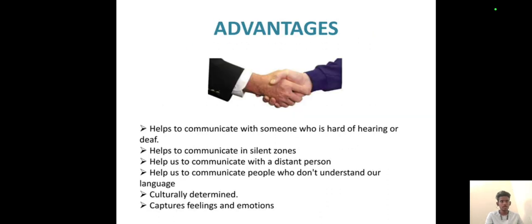And we see the advantages of non-verbal communication. It helps to communicate with someone who is hard of hearing or deaf. It helps to communicate in silent zones. It helps us communicate with a distant person and with people who don't understand our language. It is culturally determined and captures feelings and emotions. These are the advantages of non-verbal communication.